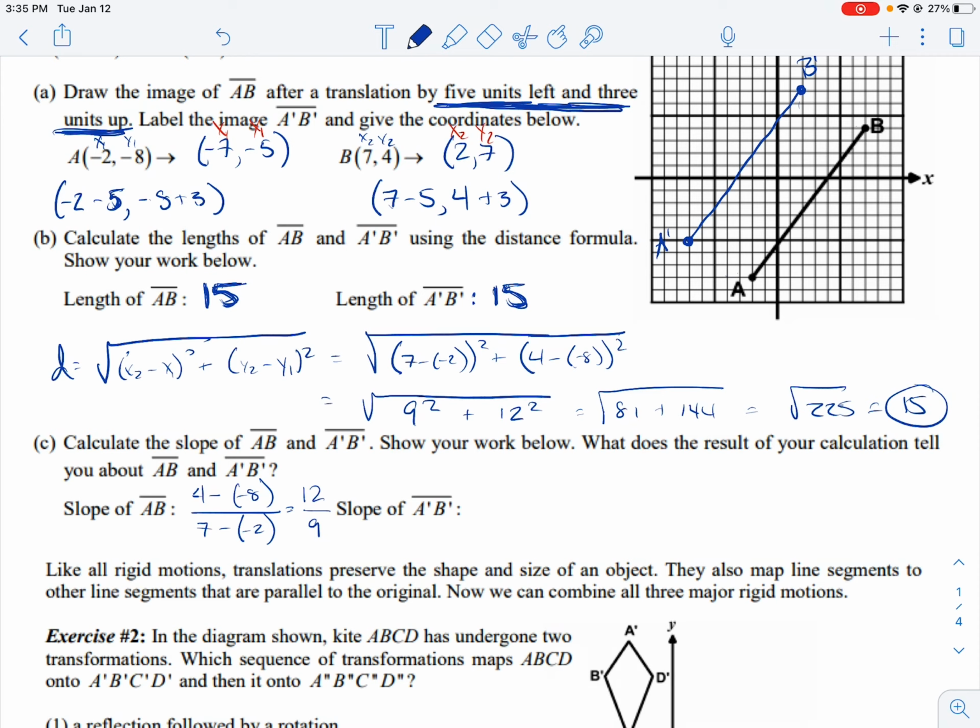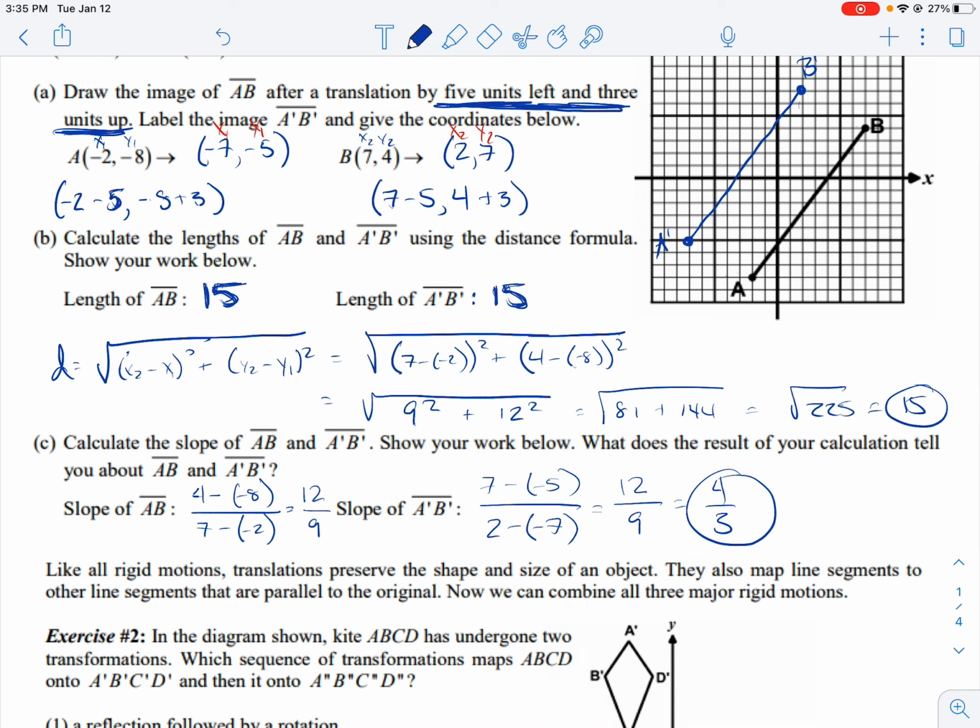All right, let's take a look at this guy over here. Slope of A prime, B prime. Well, I'm going to go 7 minus a negative 5 over 2 minus a negative 7. And again, I'm getting 12 over 9, which is equal to 4 over 3.